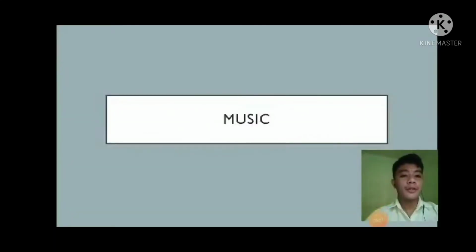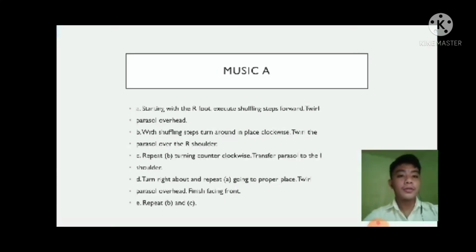Everyone, my name is Joshua De Plata and today I'm going to discuss the music in Japanese parasol. So music A: starting with the right foot, executing shuffling step forwards, twirl parasol overhead. And B, with the shuffling steps, turn around in a face clockwise, twirl the parasol over the right shoulder. And C, repeat B, turning counterclockwise, transfer parasol to the left shoulder. So D, turn right about and repeat A going to a proper place. Twirl parasol overhead, finish facing front, and repeat B and C.